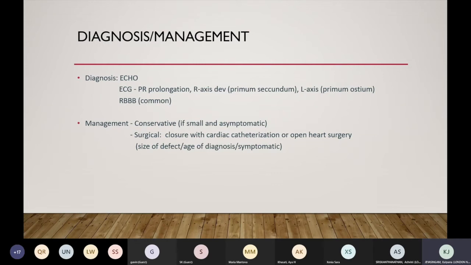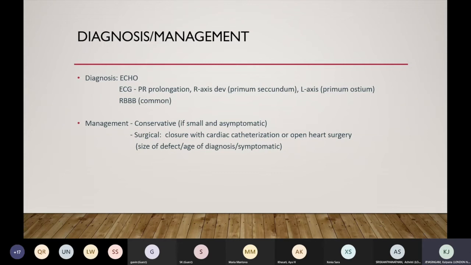Management is usually conservative if the child is asymptomatic and it's small, or you might need a surgical closure with cardiac catheterization, which is the most common way of how we close it, or open heart surgery, depending on the size of the defect, the age of the diagnosis, and whether they are symptomatic.